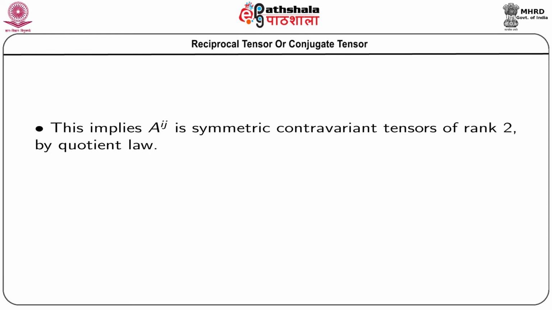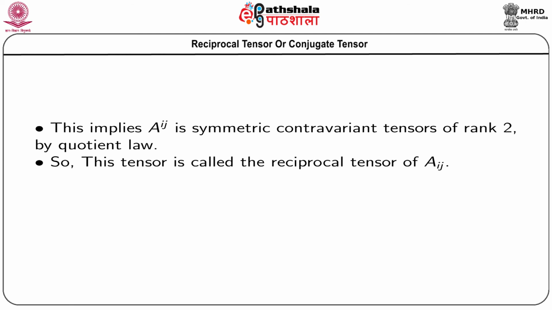This implies that A upper ij is also a symmetric contravariant tensor of rank 2 by using the quotient law, because A lower ij is a covariant tensor of rank 2. So, by the quotient law we can say that A upper ij is a symmetric contravariant tensor of rank 2. So, this A upper ij is called the reciprocal tensor of A lower ij.